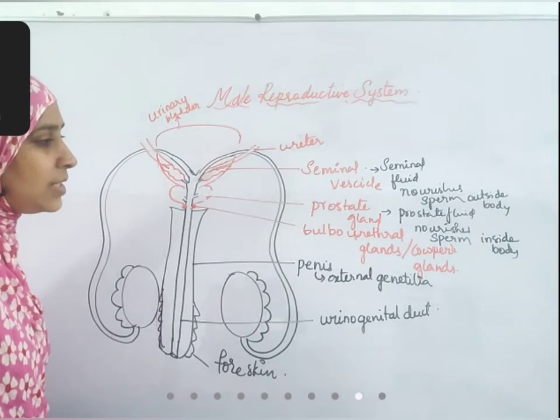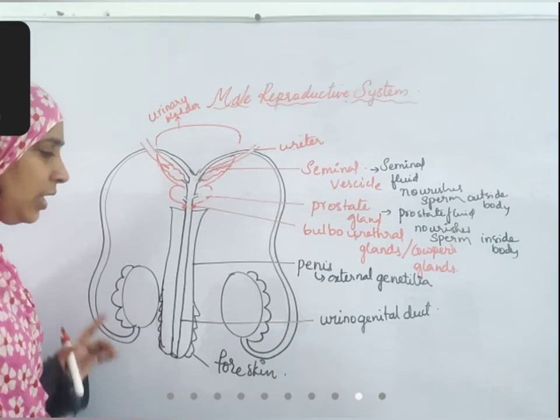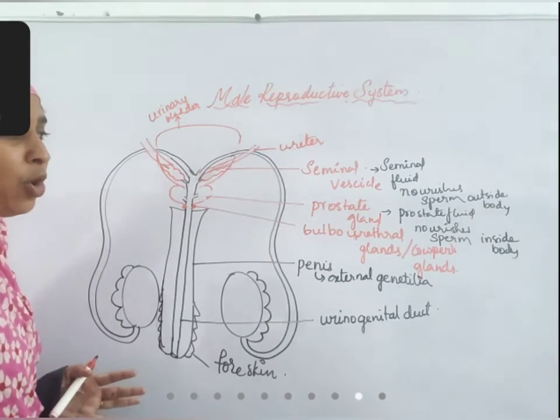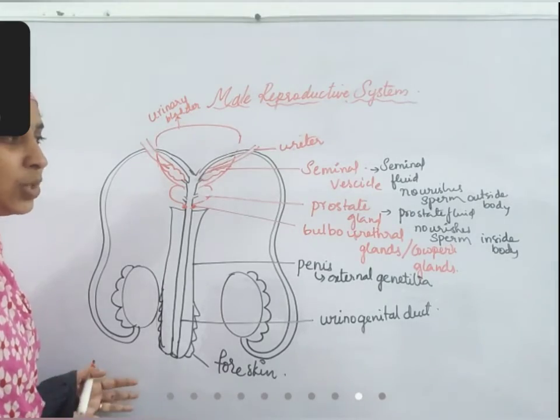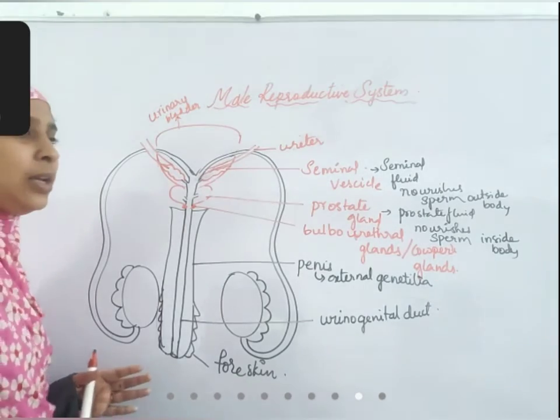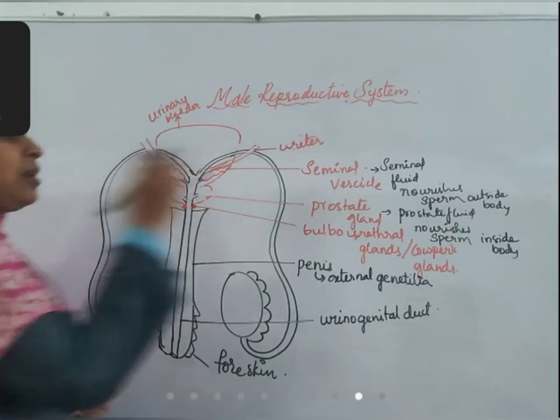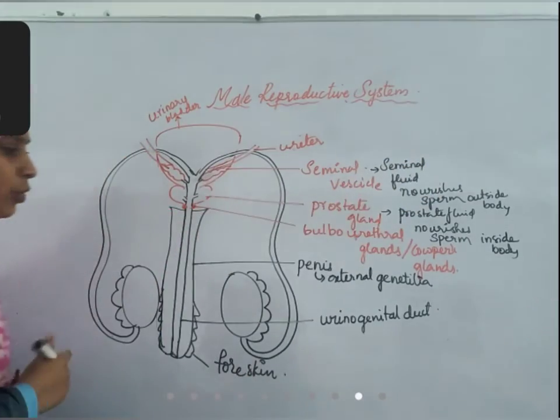Why is nourishment required outside the body? After releasing out of the body, the sperm should enter the female body. It should swim into the female body. For all that, energy is required. It has a tail. It swims and reaches the female reproductive system. For that, energy is required. That energy is provided by seminal fluid.